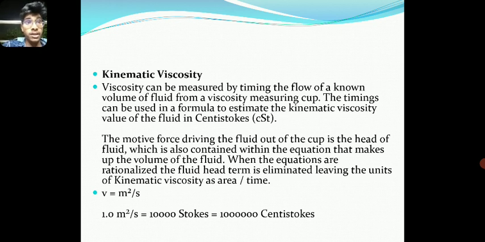When the equations are rationalized, the fluid head term is eliminated, leaving the units of kinematic viscosity. ν is equal to meter square per second. 1 meter square is equal to 10,000 stokes, that is equal to 1,000,000 centistokes.